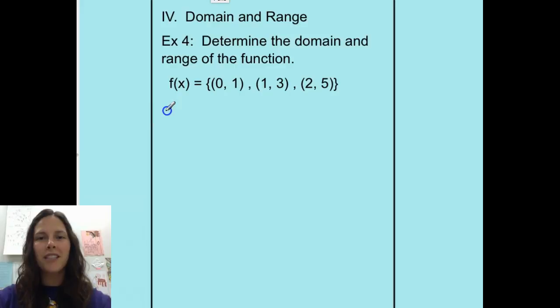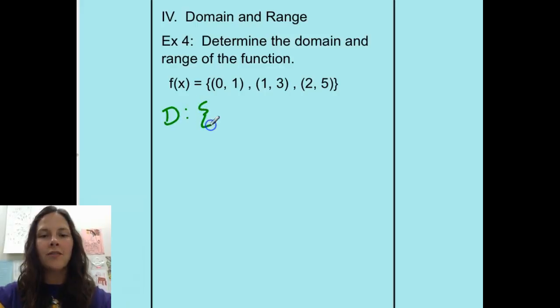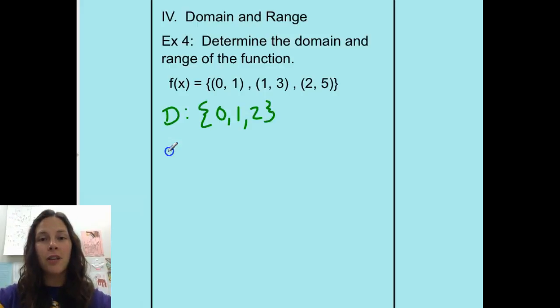The final piece to our lesson today is domain and range. Remember, domain is the input or the x values in your function or relation. In this case, our x values are 0, 1, and 2. So that is the domain of this function. None of those x values repeated, so it is a function. The range would be the y values or the output. In this case, 1, 3, and 5 were our y values.